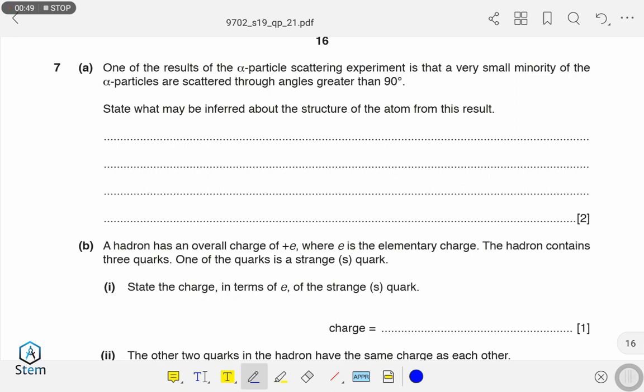So the fact that very few particles are being scattered means the nucleus is very small. If the nucleus was big, a lot of particles were going to be scattered backwards, but it is very small, so we are getting few particles being scattered.